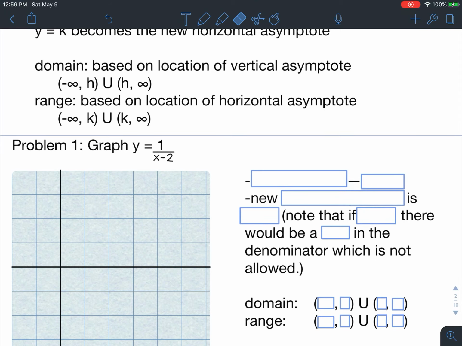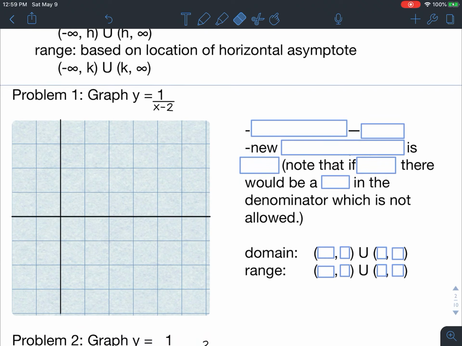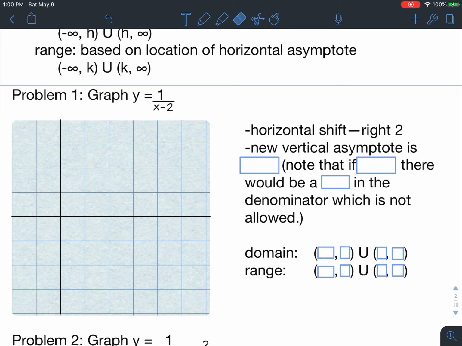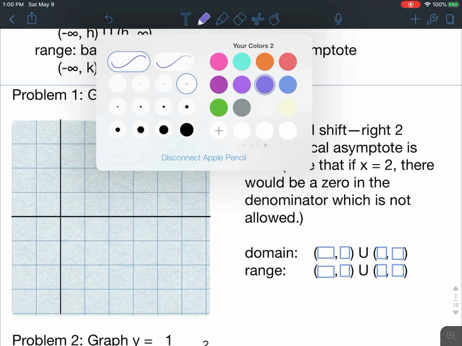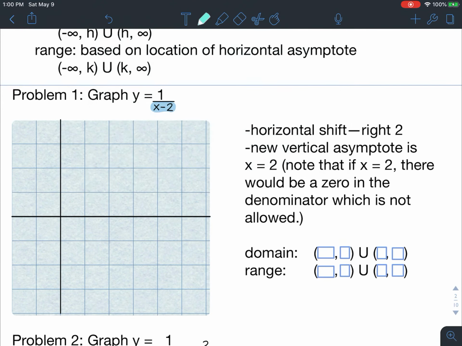All right, let's graph. We have y equals 1 over x minus 2. So let's identify what's going on. First, we have a horizontal shift because of the location of that 2. We always go opposite for horizontal things, so we're going right 2. So what that means is that the new vertical asymptote is x equals 2. Now, note that if x equaled 2, there would be a 0 down here, and that would not be okay. That's why there's an asymptote. Okay, so let's draw the asymptote first. And that's the vertical asymptote at 2.